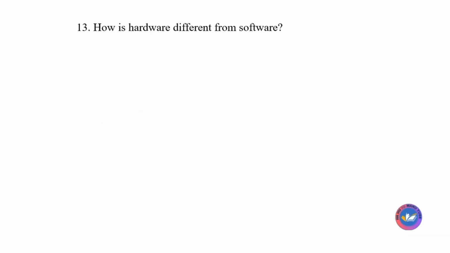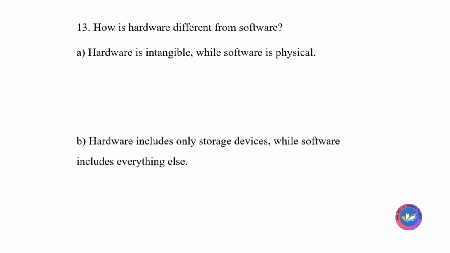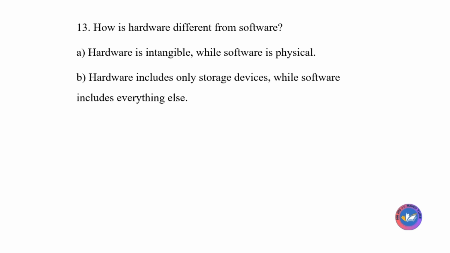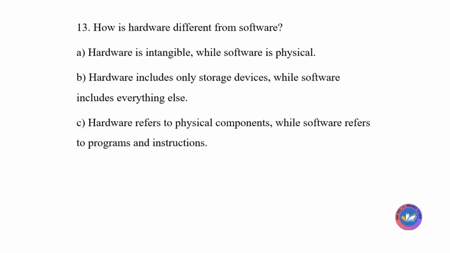Question number 13. How is hardware different from software? A. Hardware is intangible while software is physical. B. Hardware includes only storage devices while software includes everything else. C. Hardware refers to physical components, while software refers to programs and instructions. D. Hardware is temporary, while software is permanent.